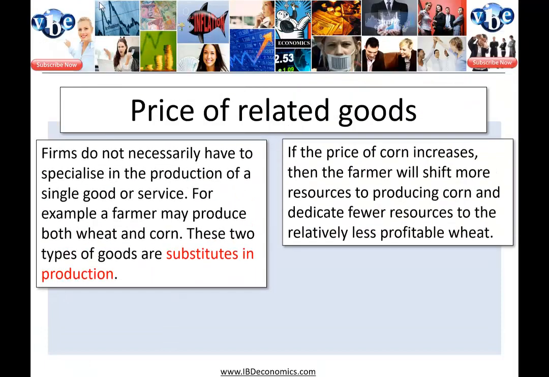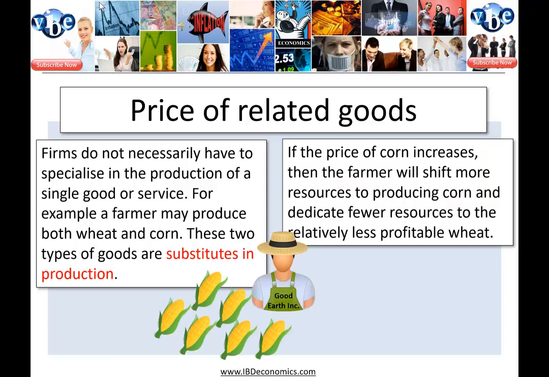Price of related goods. Now, most firms do not necessarily have to specialise in production of a single good. A farmer can choose what he or she grows, and these types of goods have substitutes in production. So if the price of corn increases, for example, then the farmer is going to shift more resources to producing corn, dedicating fewer and fewer resources to the relatively less profitable wheat.